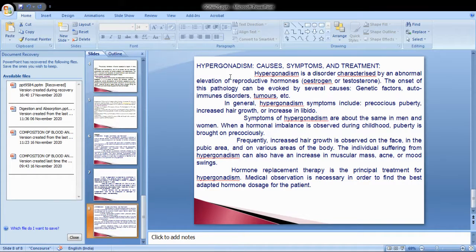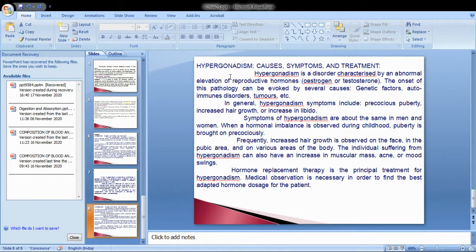Frequently increased hair growth is observed on the face. Okay, hair growth is mostly seen on the face when a hormonal imbalance occurs, in the pubic area and on various areas of the body.